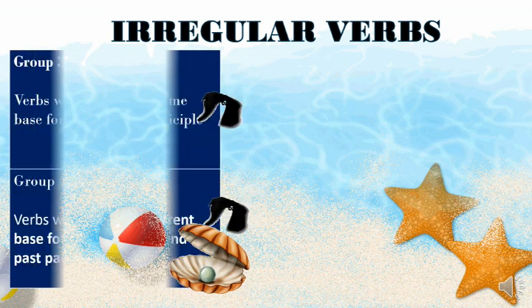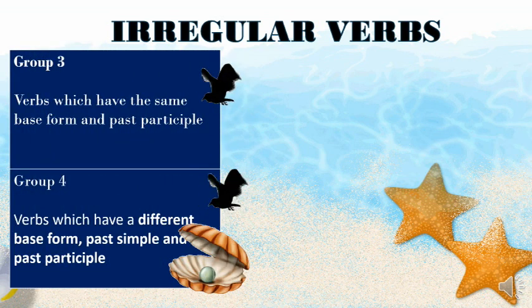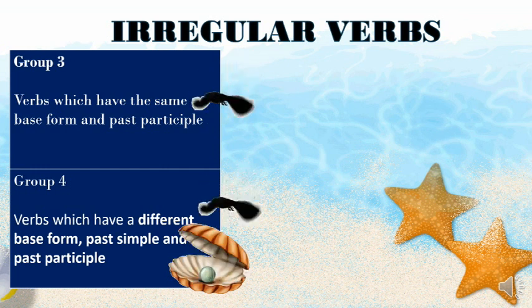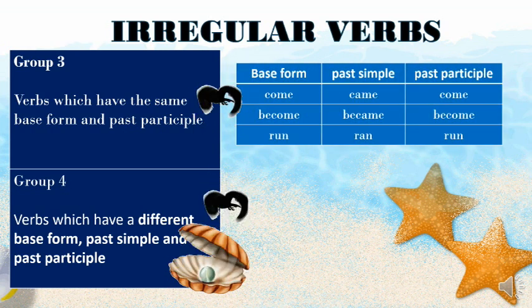Now let's see the third group and the fourth group. The third group says verbs which have the same base form and past participle. That means the past simple will be changing here, right? Let's see. Okay, come, came, come. Become, became, become. Run, ran, run. Is it clear, students?